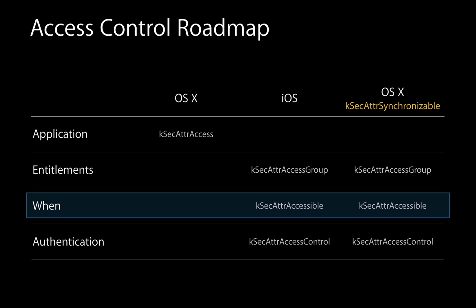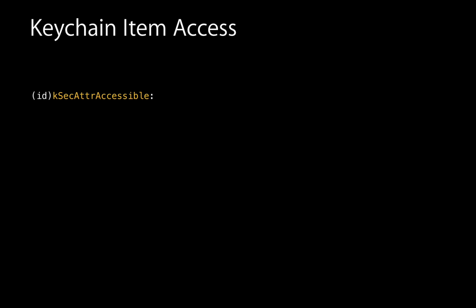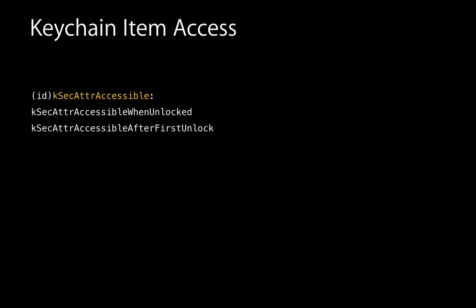Now I'd like to take a moment and dig into the accessible attribute. Like I said, by default, when you add keychain items to the database, they default to when unlocked. When the user authenticates to the device, these keychain items become available, and when the user locks the device, the keychain items are no longer available. So we securely erase those secrets that are used to protect those items in the secure enclave. This works great for the majority of applications.